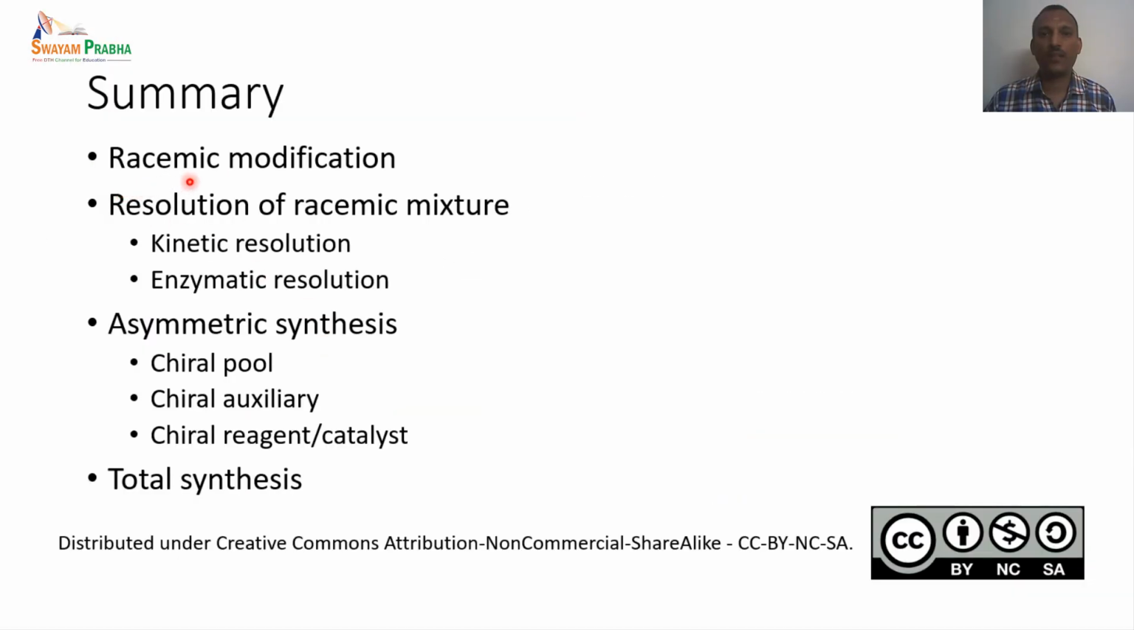In summary, let us recap what we have studied so far. We have studied about racemic modification. We also studied about the resolution of racemic mixtures. Two major types we have studied: one is the kinetic resolution, another one is the enzymatic resolution. We also studied about asymmetric synthesis, which includes chiral pool as the starting material, chiral auxiliary, chiral reagent or catalyst. The catalyst can be either a metal catalyst or an organocatalyst. These are all the various reactions we have studied, and we also studied about total asymmetric synthesis and partial asymmetric synthesis. With this we conclude this session. Thank you.